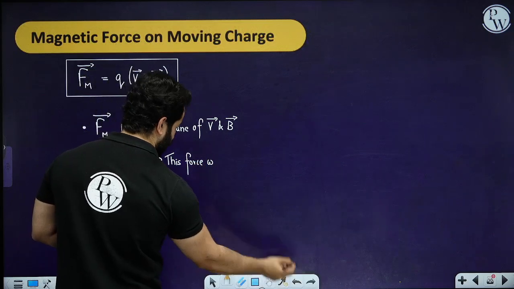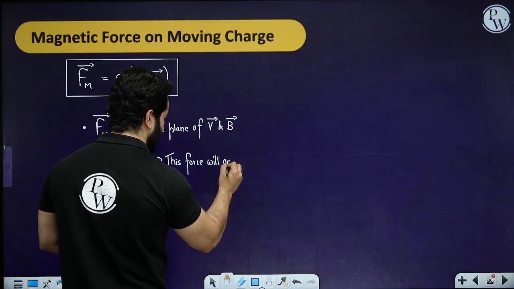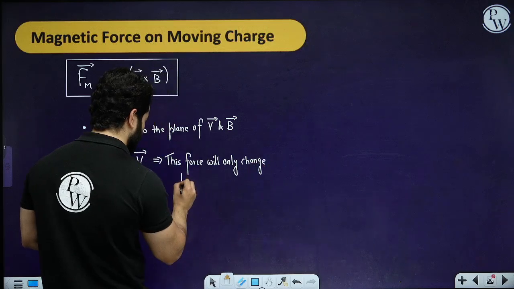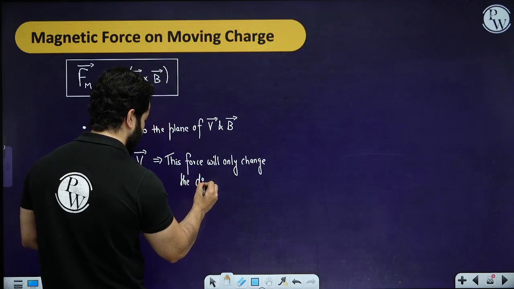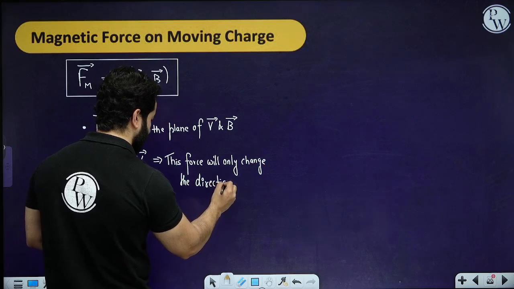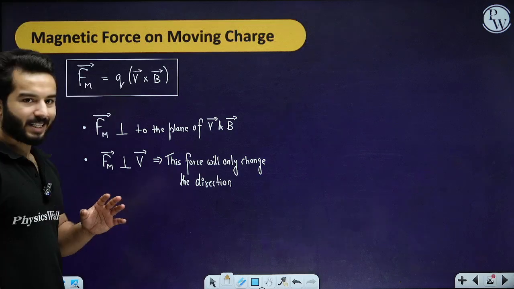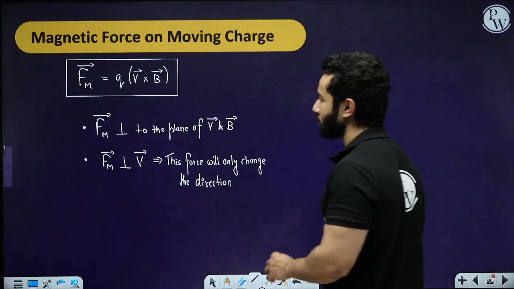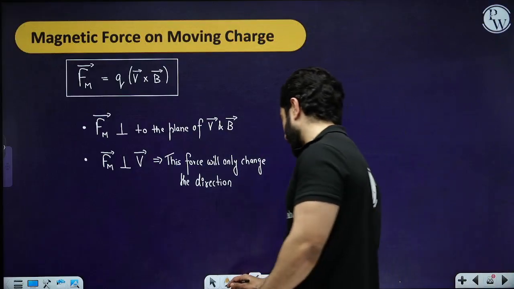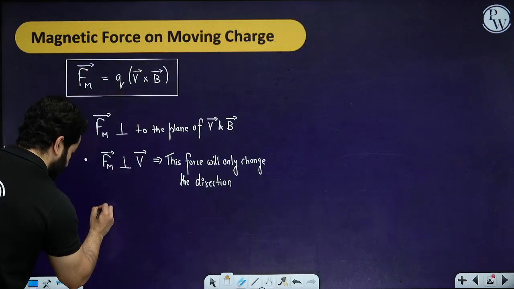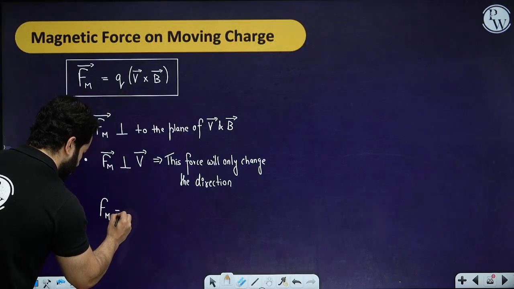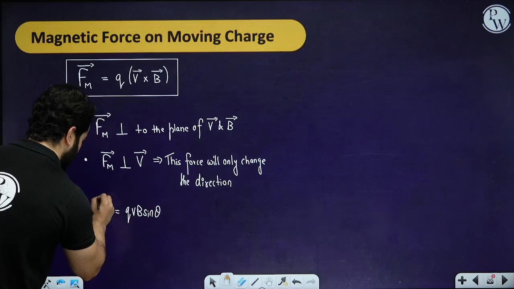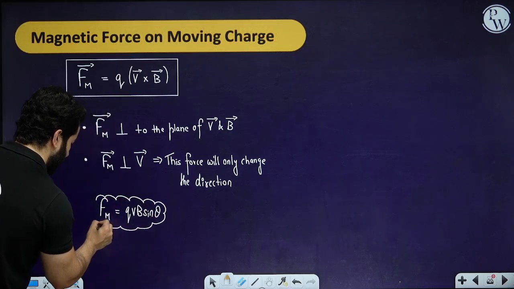This would imply that this force will only change the direction. And after this, let's suppose we are assuming an example over here. This thing can also be written in scalar form as QVB sine theta, where theta is the angle between V and B.